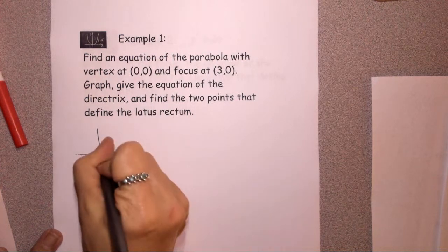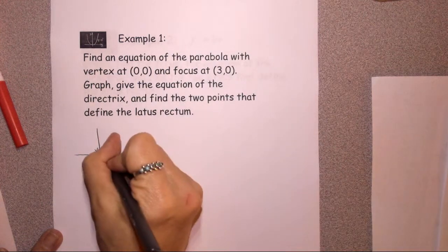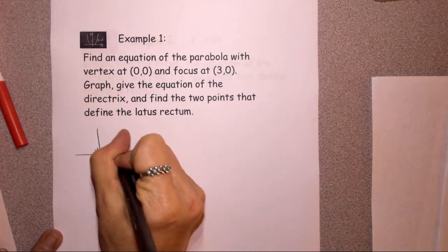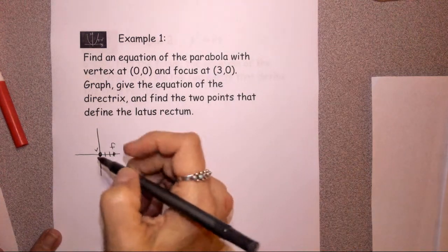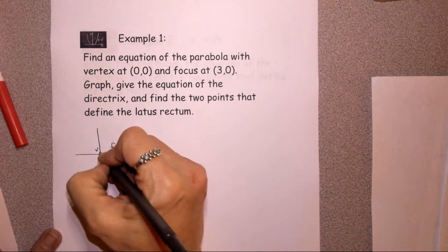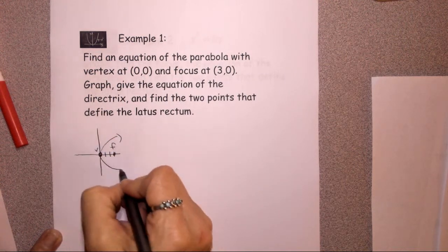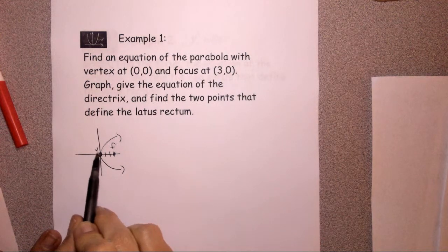So it says I have a vertex at 0, 0. So there's my vertex. I'll label it with a V. It says I have a focus at 3, 0. Okay, so right now I have a lot of information just by graphing these 2 points. Remember I said earlier that the focus is always inside the parabola? So I know right now that this is going to be a parabola that opens to the right. I also know the vertex is at 0, 0.